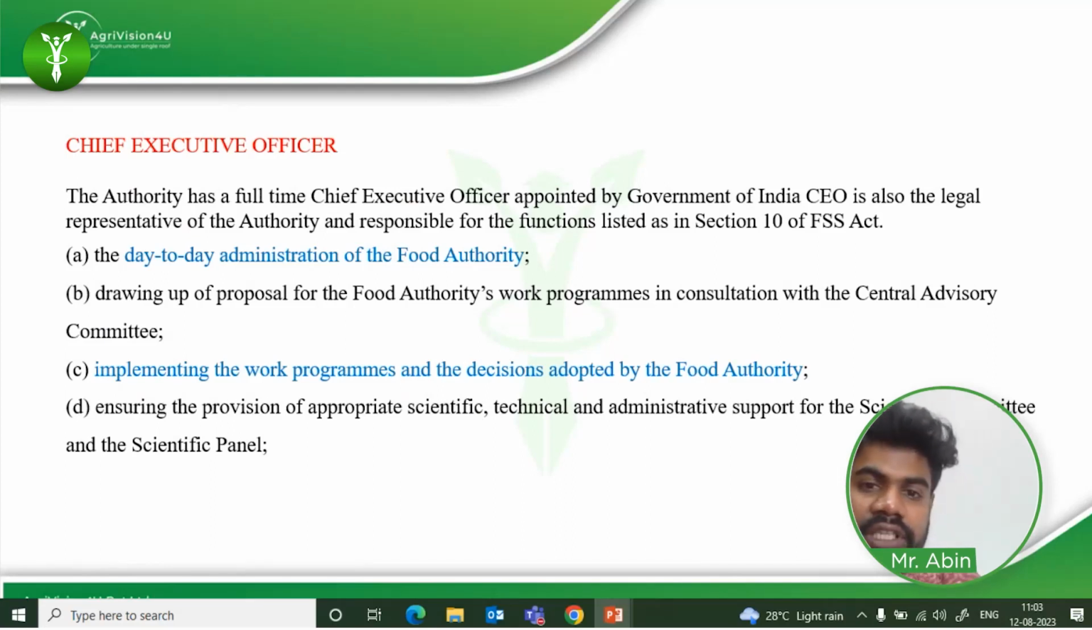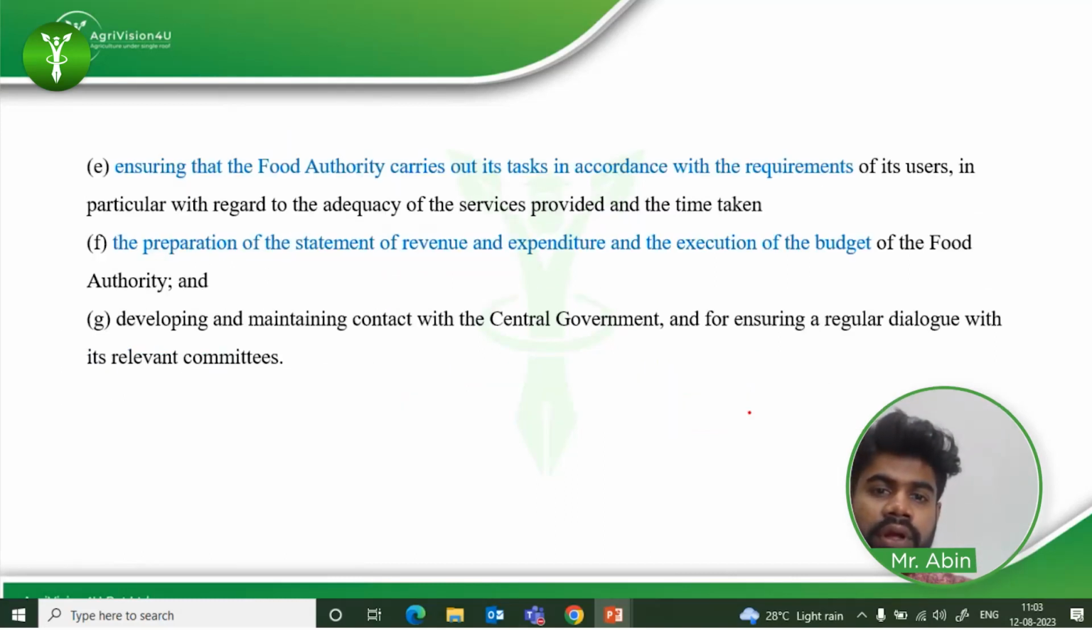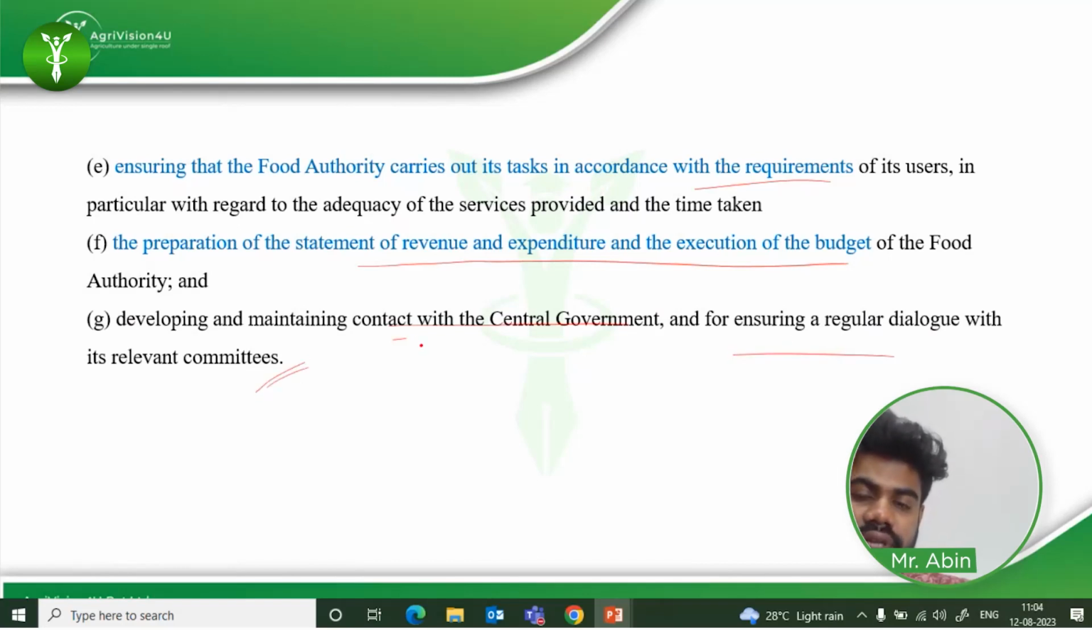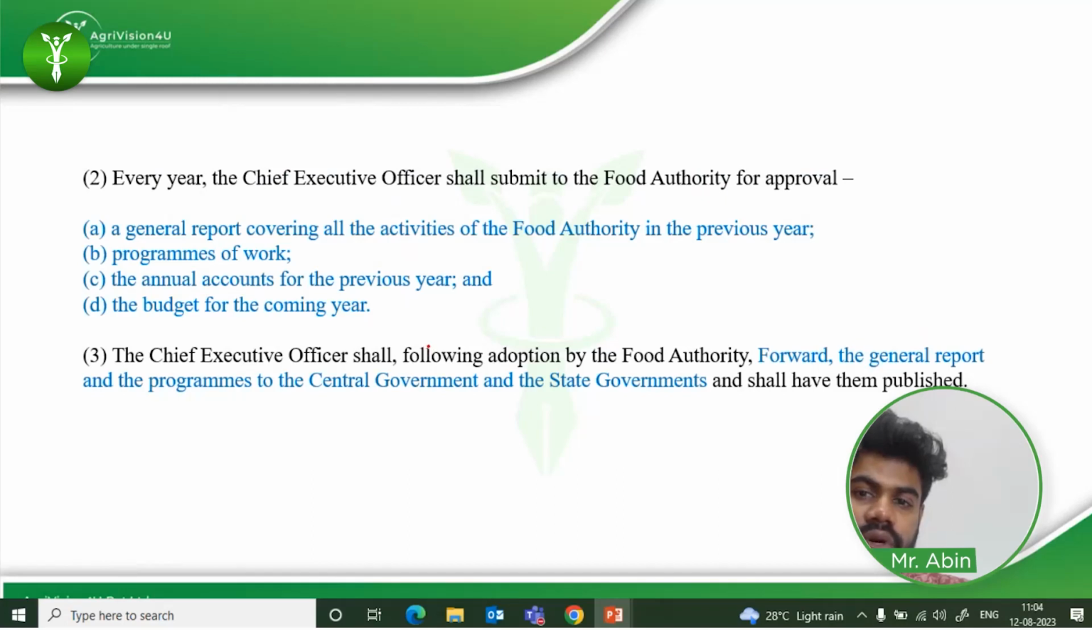Now the CEO's other functions also include day-to-day administration, drawing up proposals for the Food Authority's work programs in consultation with the Central Advisory Committee, implementing the work programs and the decisions adopted by the Food Authority, and ensuring the provision of appropriate scientific, technical, and administrative support to the scientific committee. These are the day-to-day works of the CEO. The Food Authority carries out its task in accordance with the requirements of its users, preparation of statements of revenue and expenditure, and execution of the budget, developing and maintaining contact with the central government, and ensuring regular dialogue with its relevant committees. All these are the duties of the Food Authority.